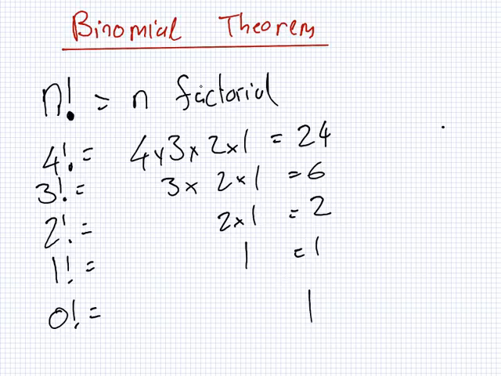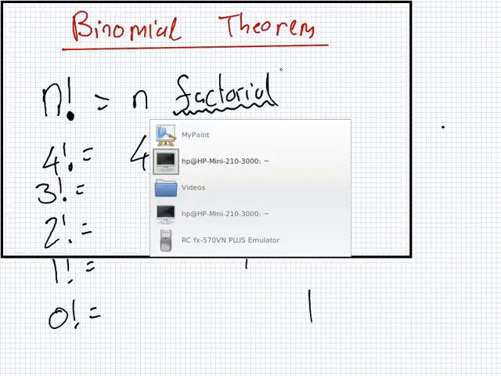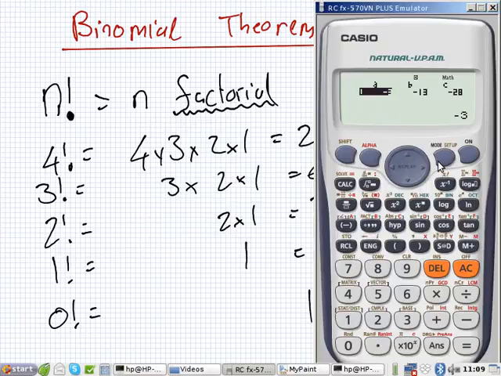So this is called factorial. And also note on your calculator, you have the factorial button as well. So for example, 4, shift, and factorial is up here. Watch. 4, shift, factorial.